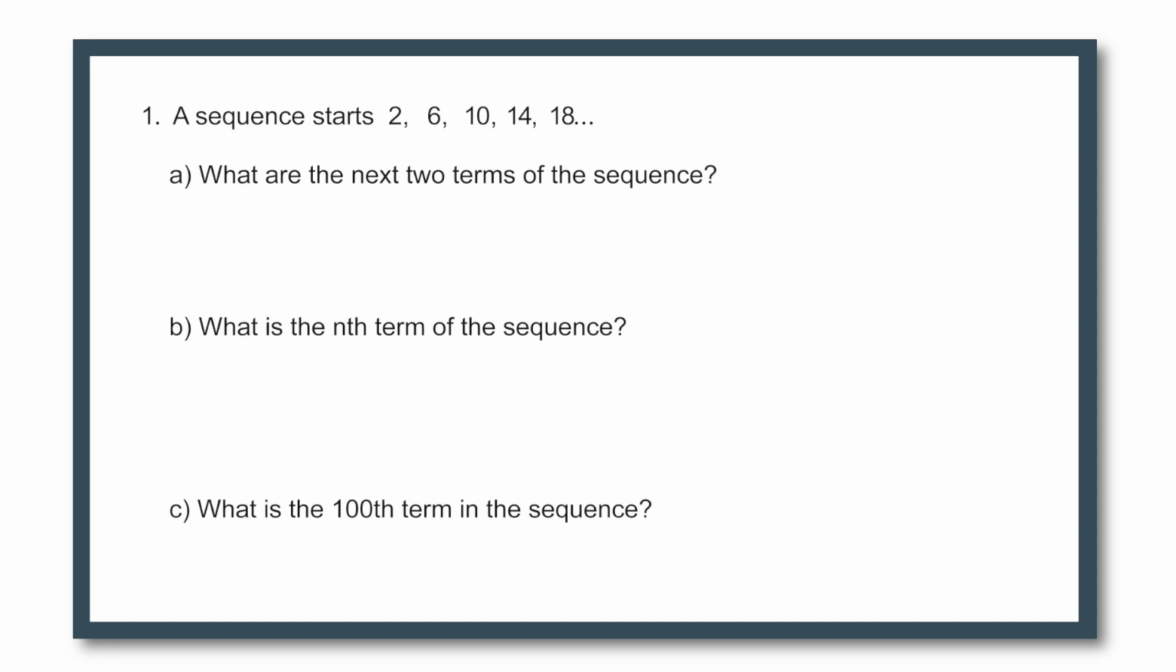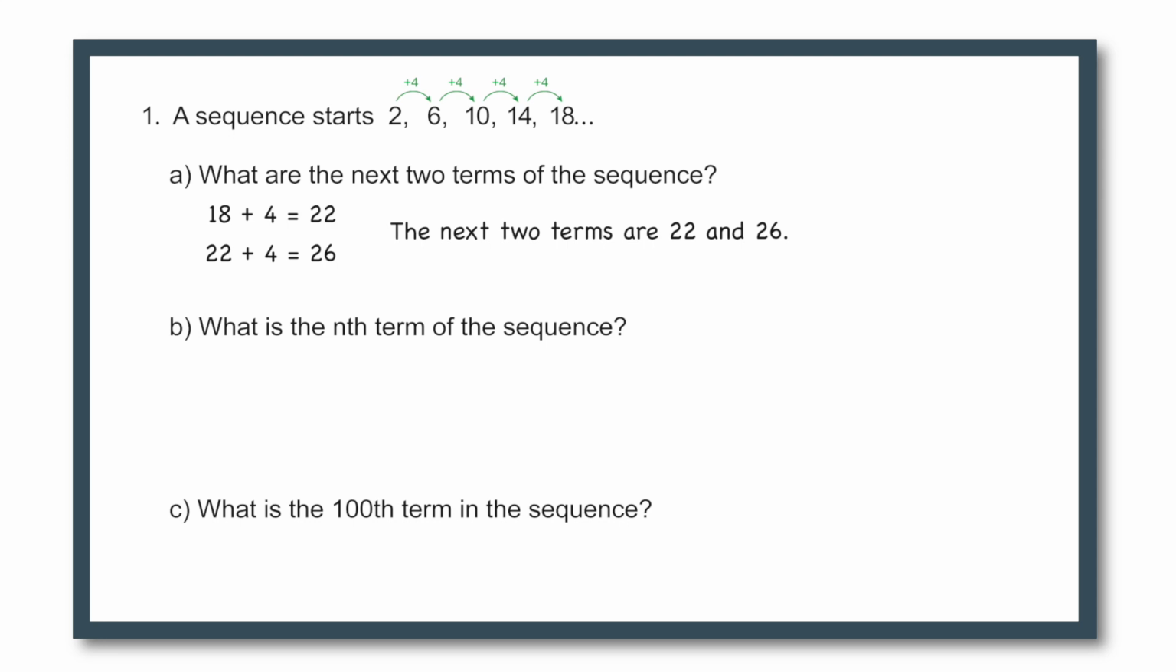So let's go through question 1. The sequence starts 2, 6, 10, 14 and 18. Part A is, what are the next 2 terms in the sequence? Well, we can see that we're adding 4 each time. So the next term in the sequence is going to be 18 add 4, which is equal to 22. And the next term after this is going to be 22 add 4, which is equal to 26. So the next 2 terms are 22 and 26.